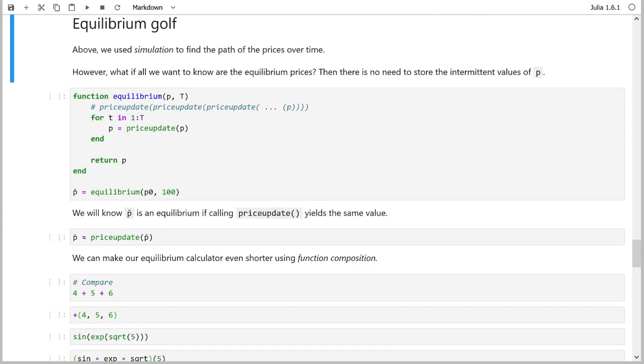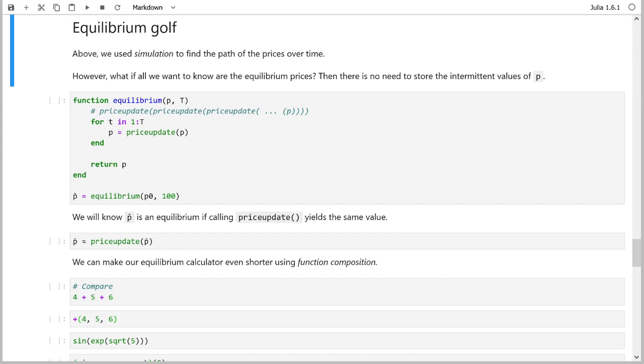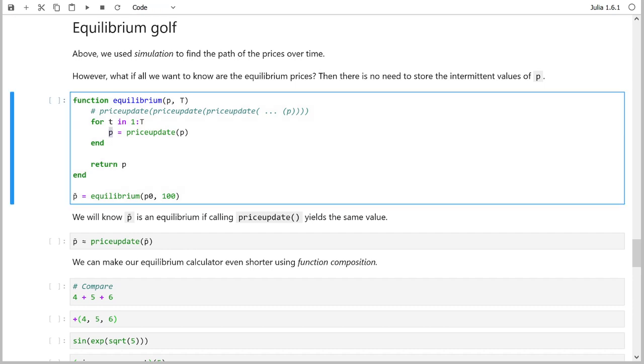So in this case, we can actually make a much more efficient, much more performant code by, instead of storing the intermittent values of the prices as they're updated, we can instead simply overwrite P with its price update, and then return that after repeating that update over a large number of iterations. So essentially what I'm trying to do is I take P, and then I do a price update of it, and then I do a price update of that, and then I do a price update of that. I want to do this 100 times and see what we get to, and we're going to hope that eventually this converges.